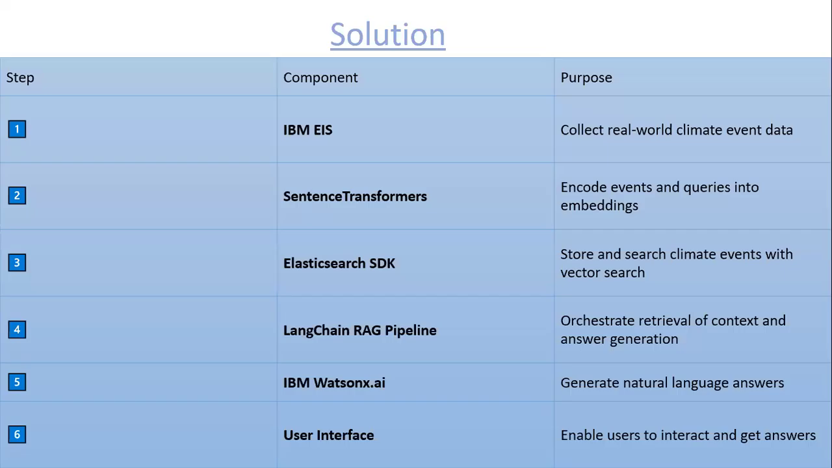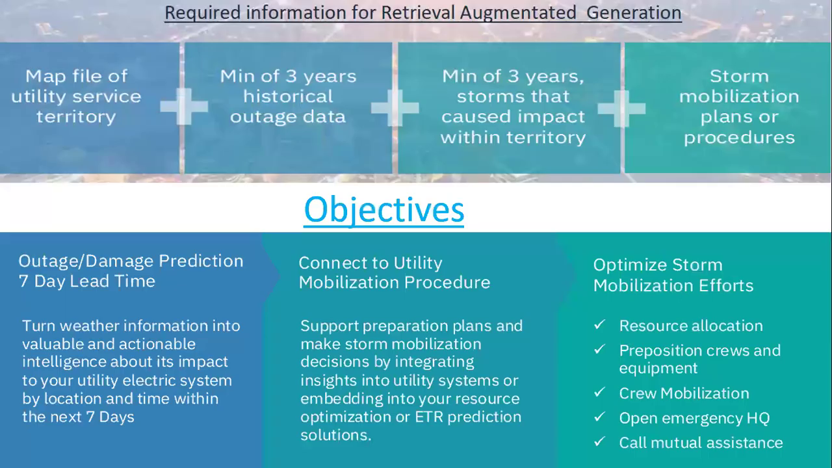So the solution starts with obtaining data from the IBM Environmental Intelligence Suite, using sentence transformers all the way to having a user interface. The required information for the retrieval augmented generation is mainly historical data regarding possible outages and, at the very least, how mobilization is actually being done. So the objective is mainly to be able to have damage assessment and a mobilization procedure.